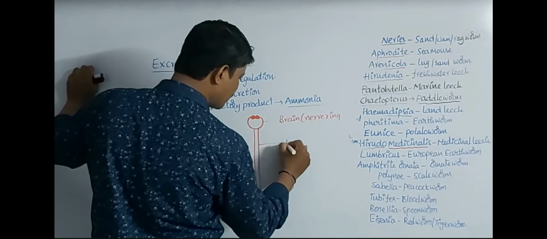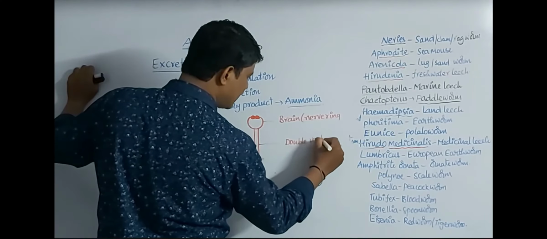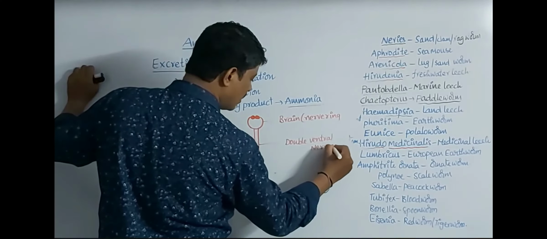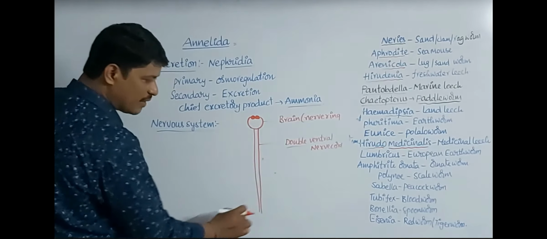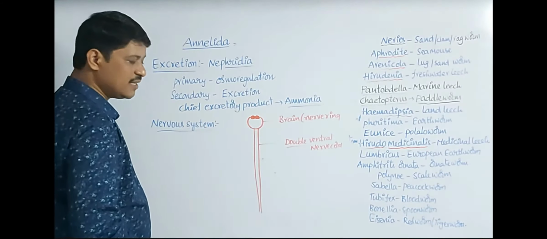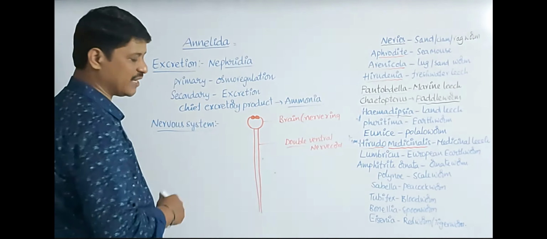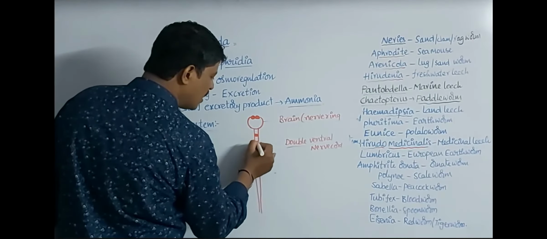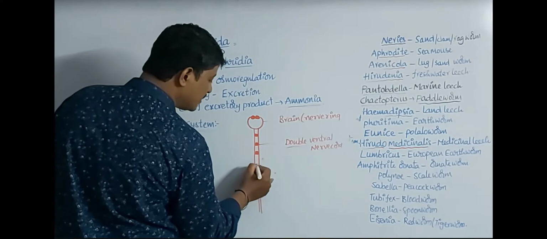with double ventral nerve cord. Double ventral nerve cord means two nerve cords are present in these animals' nervous system, and these two nerve cords remain separate. But these two nerve cords are connected at the ganglion region.